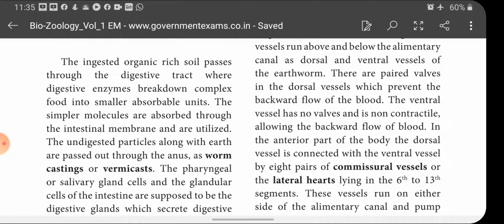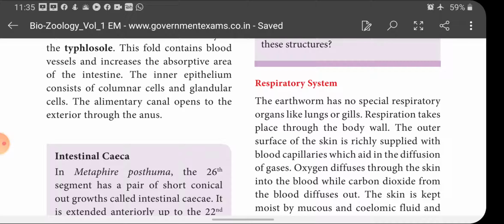Okay children, next one is the respiratory system. I will start this in my next class. Today's homework: explain the process of digestion in earthworm with a diagram. This is the only question. Complete it and send it to me. In between I have marked some two mark questions also. Take those as homework too and send them to me.